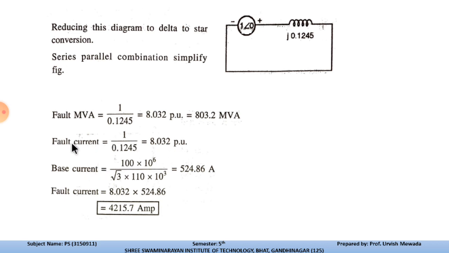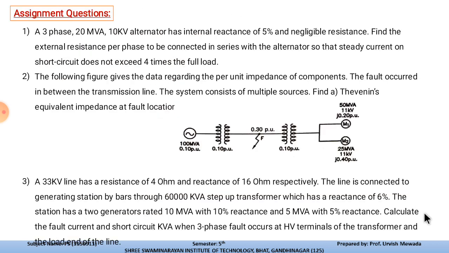So the base current is 100 into 10 raised to 6, divided by root 3 into the base kV, that is for the secondary side 110 into 10 raised to 3. So the base current is 524.86 ampere, and the total fault current is 8.032 multiplied by 524.86. So the total fault current of the given system, where the fault takes place, is 4215.7 ampere.